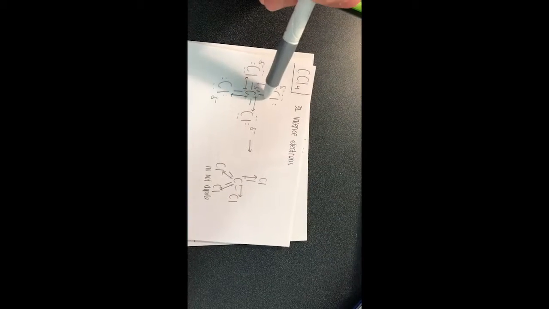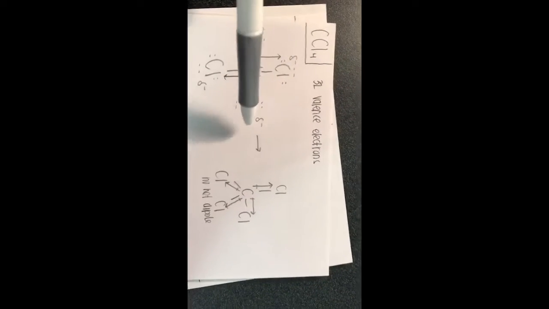2, 4, 6, 8, that's an octet. 2, 4, 6, 8, that's an octet. And 2, 4, 6, 8, that's an octet. So our Cl's all have octets, and so does our carbon. So let's make sure all of our valence electrons were used. 2, 4, 6, 8, 10, 12, 14, 16, 18, 20, 22, 24, 26, 28, 30, 32. So all of our valence electrons were used.